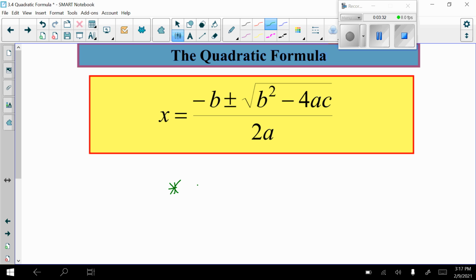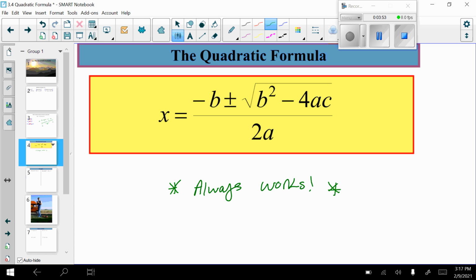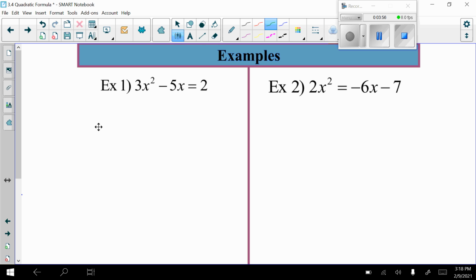And again, the big thing to remember is that it always works. There is never a problem where the quadratic formula will not work. So you can always solve an equation using the quadratic formula. It will never fail you. All right, so when in doubt, run to the quadratic formula. All right, so here we go. Let's do some examples of this.